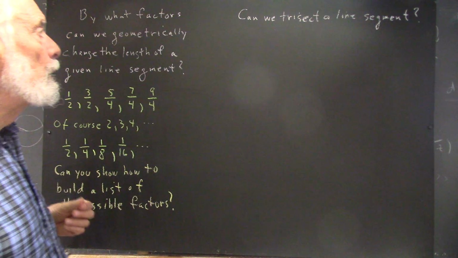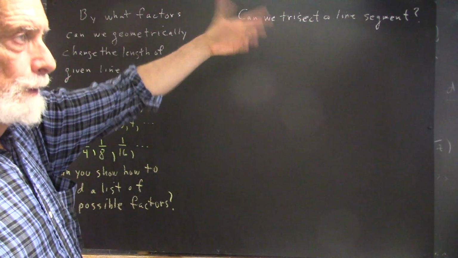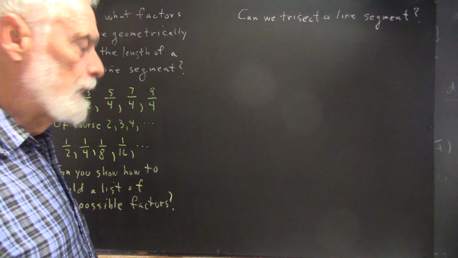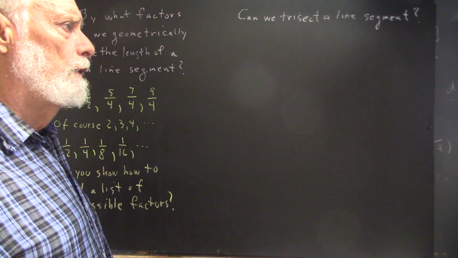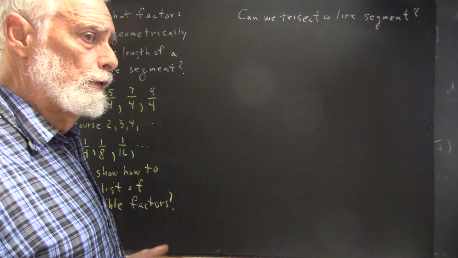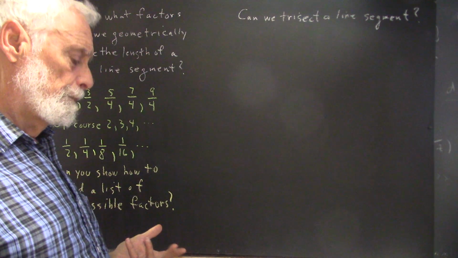Can we trisect a line segment? Now, I don't know which camera did that. Actually, I do. Okay, can we trisect a line segment? Can we cut it into 3 equal pieces? And I'll tell you right now that unless you know the answer to the question, you're not going to be able to figure it out. Okay?